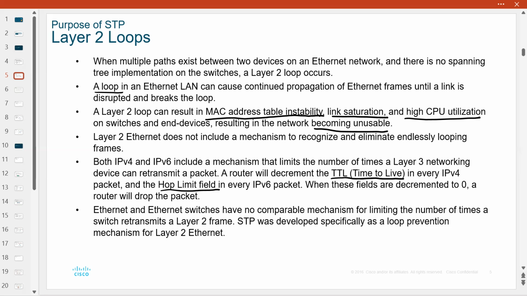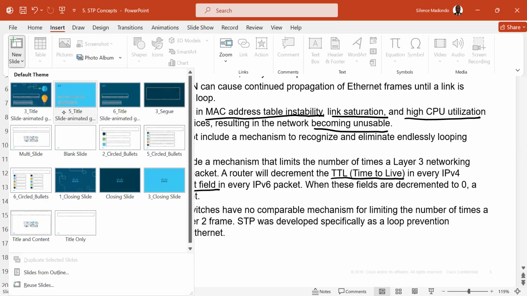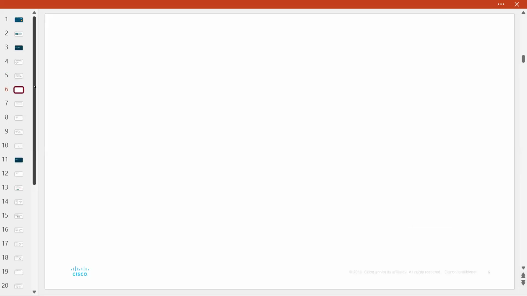What is a loop? Let me give a simple definition of a loop. Let's look at these three networks. Let's have a new slide. What is a loop? Let's have a network. This is a layer 2 network. Red dot the three switches.